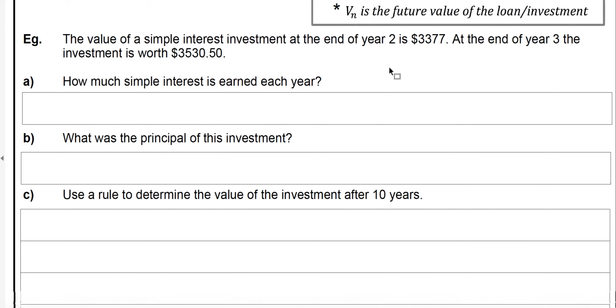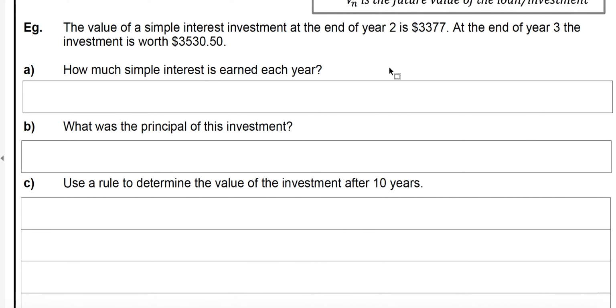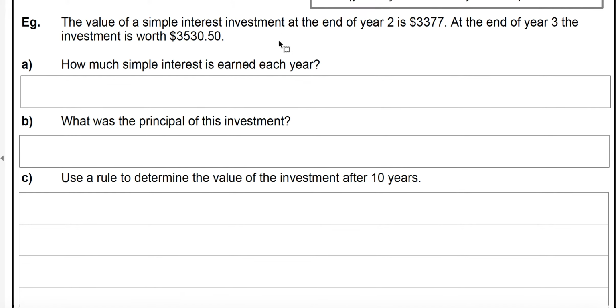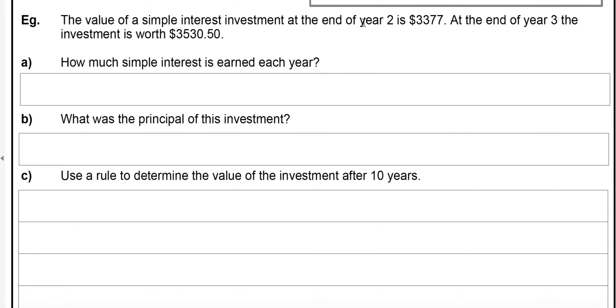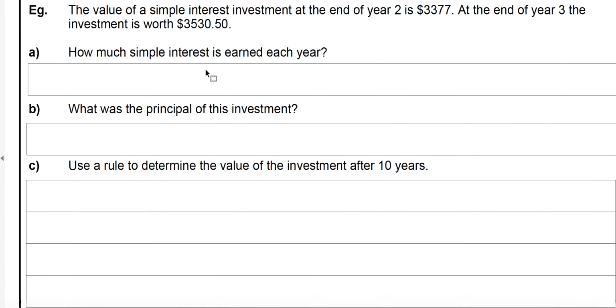So we have got here a question to try. It is a little bit different, which is good. The value of an investment after year 2, so the total amount that you've got after 2 years, is 3377, and at the end of the 3rd year, it's this amount here, 3530.5. They're asking us how much simple interest is earned each year, but they haven't told us the interest rate, and they haven't told us the initial amount either.